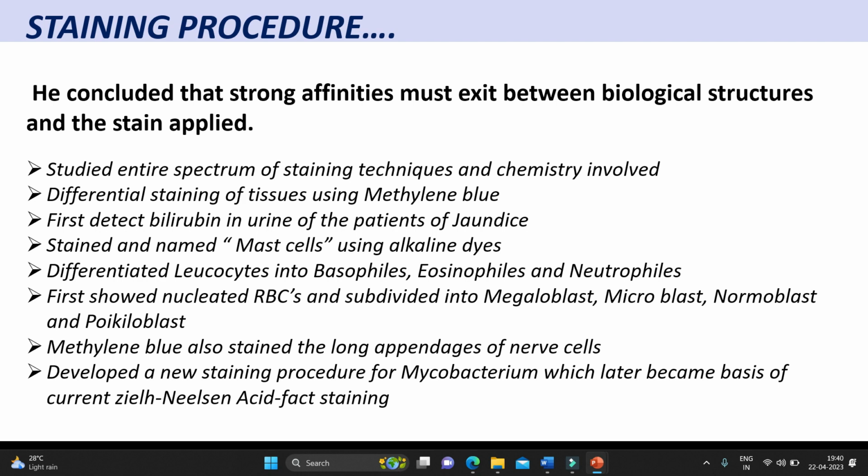Next, methylene blue also stained the long appendages of nerve cells, and he developed a new staining procedure for mycobacterium, which later became the basis of the current Ziehl-Neelsen acid-fast staining.